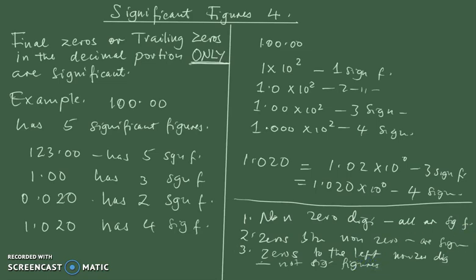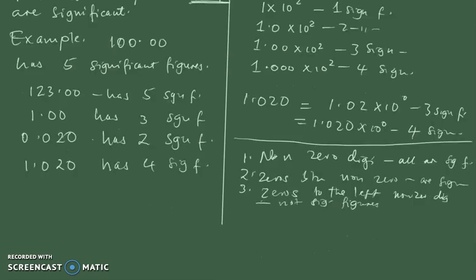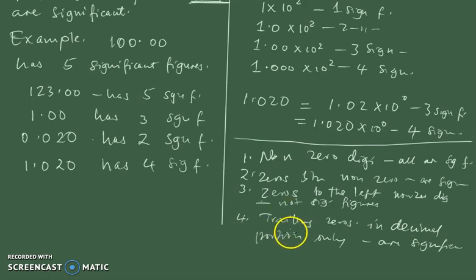But then finally we talked about trailing zeros. We said only in the decimal portion. Trailing zeros in the decimal portion are significant. They are significant. So these are very special things we talked about.